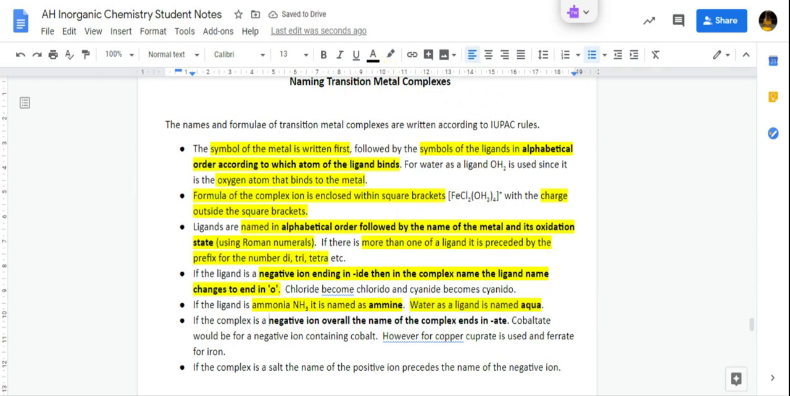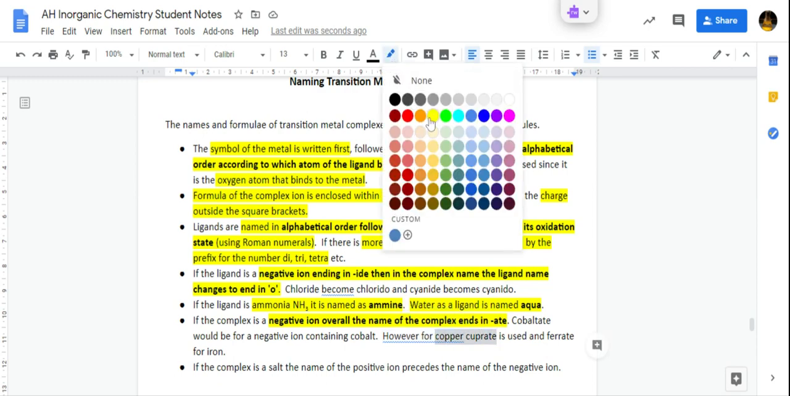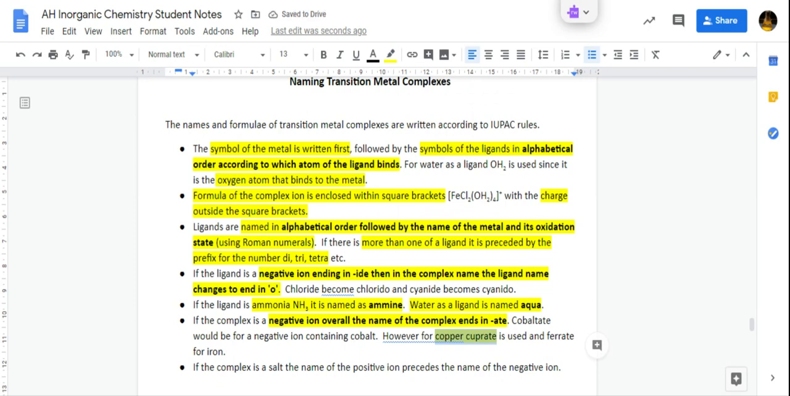If overall the complex, so the bit in the square brackets, has a negative charge, then the name of the complex will end in ATE. For example, a complex with a negative ion that contains cobalt, then the ending of the name will be cobaltate. The exceptions are for copper and for iron. So for copper, we don't say copperate, we say cuprate. It's from the Latin name. And for iron, we don't say ironate, we say ferrate, again from the Latin name ferrum.